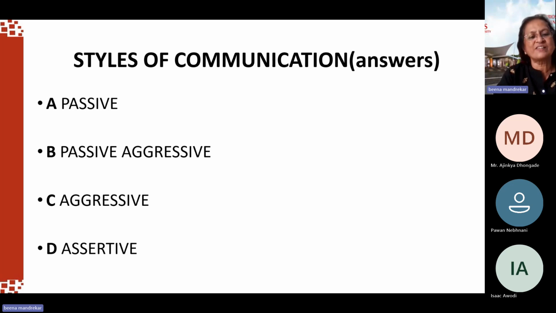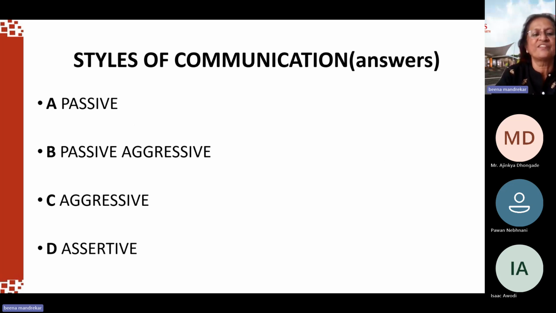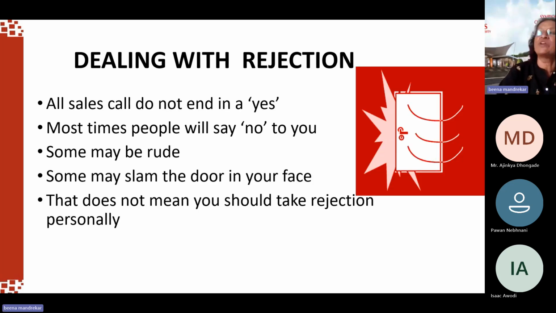So you have passive, passive aggressive, aggressive, and assertive. Passive because A quickly agrees, passive aggressive because he's agreeing but he's resentful. So it's a lose-lose for both. C has a showdown, which is aggressive, and D explains gently, which is assertive. So those are the styles of communication.